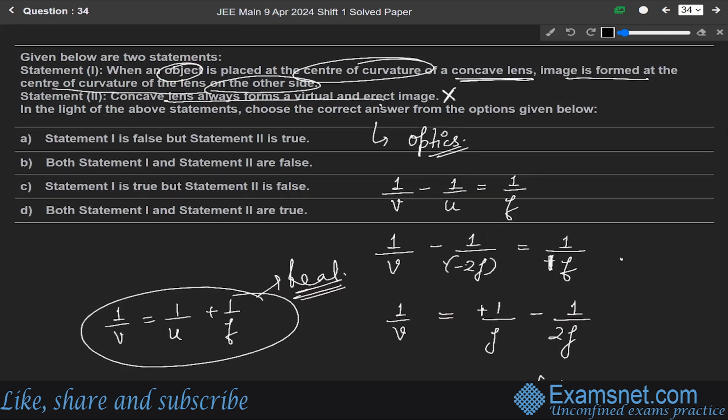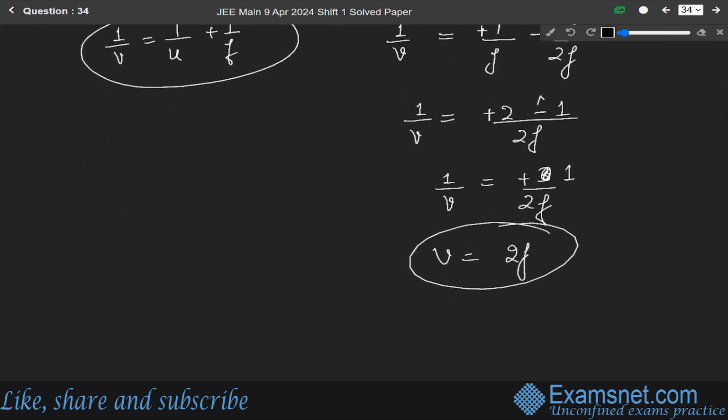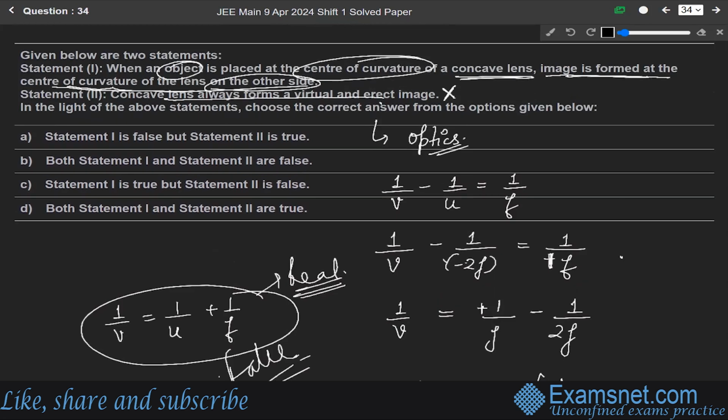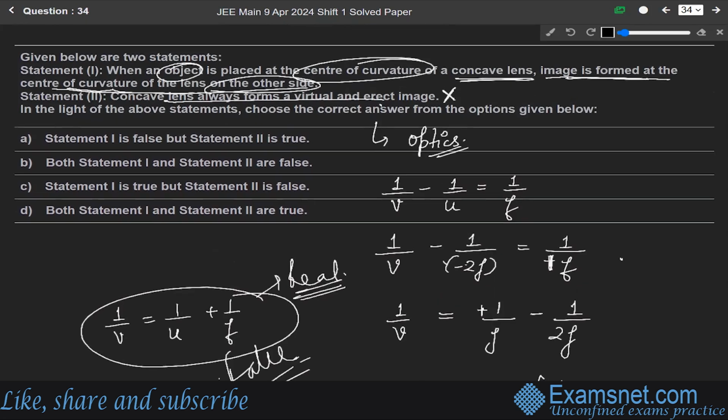V equals 2F, right? And it is saying that the image is formed at the center of curvature of the lens. So it is not forming at the center of curvature of the lens. So this first statement is also false, and the second statement is also false. So according to me, the answer is the second option, that is both statement 1 and statement 2 are false.